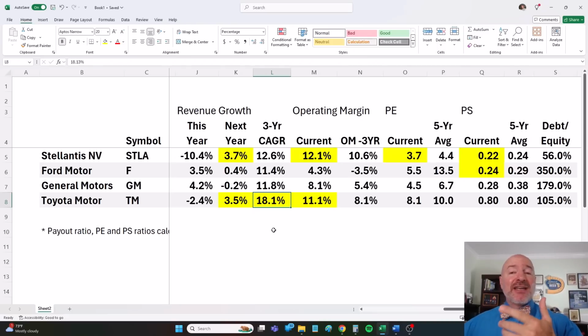Is it in the drivability of the cars? Is it in customer loyalty to the cars? Is it in the company's marketing or something? Why is it able to grow that much faster? And then the operating margin.